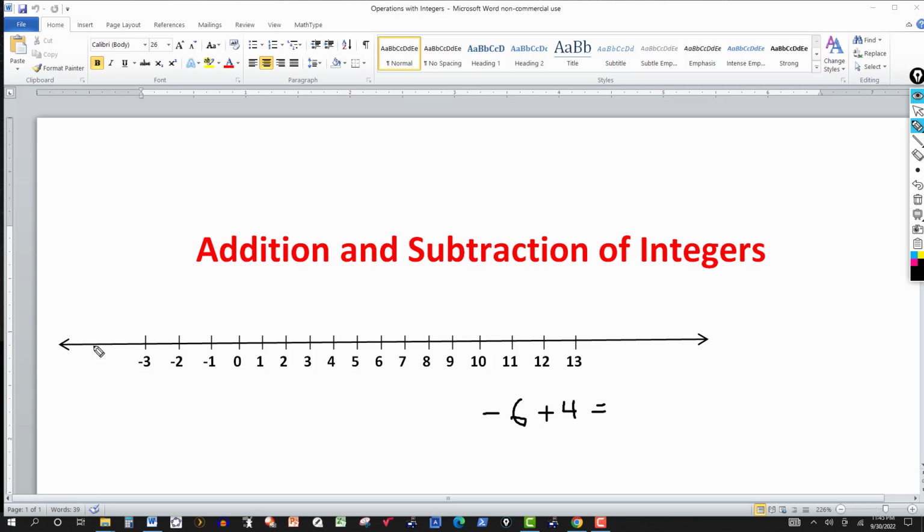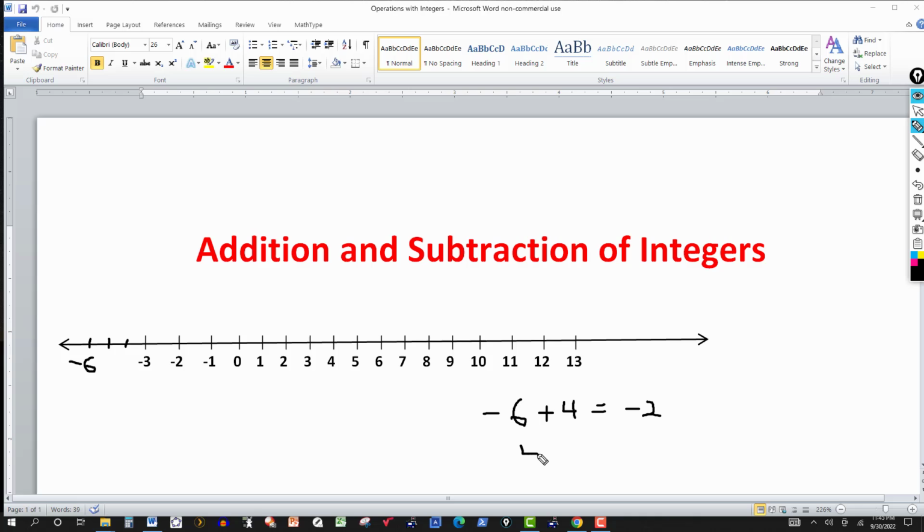Let's start. This will be a -4, -5, and -6. So this is -6 here, and we add 4 to that. So we go to the right 4 units: 1, 2, 3, 4. This gives us a -2.